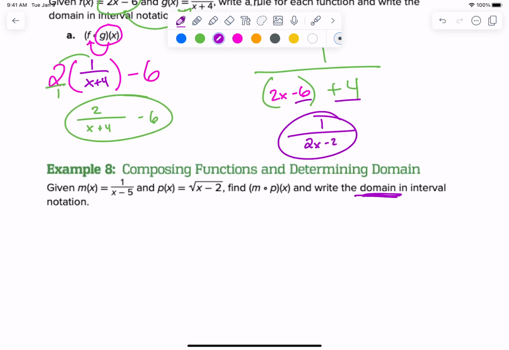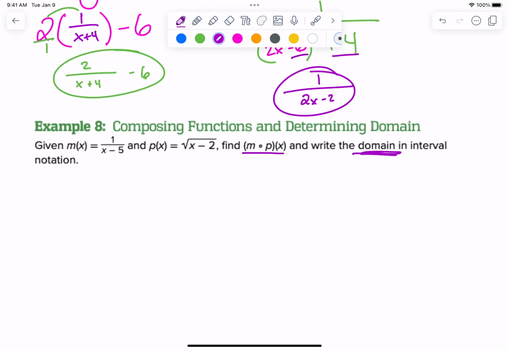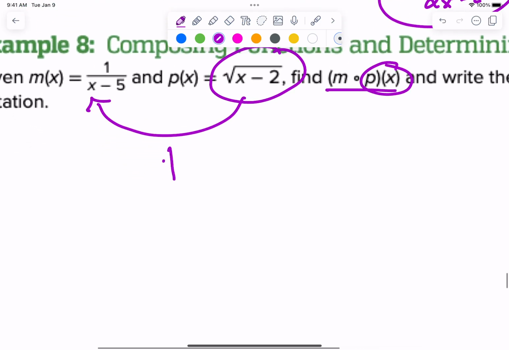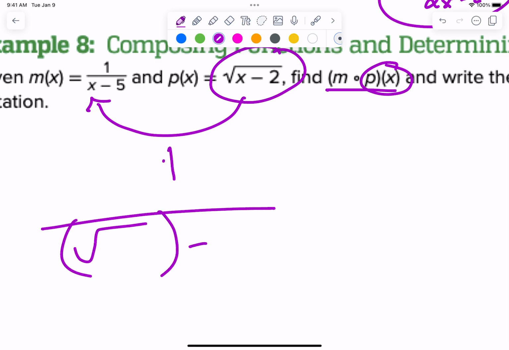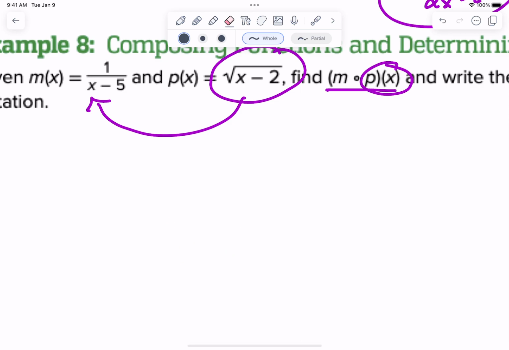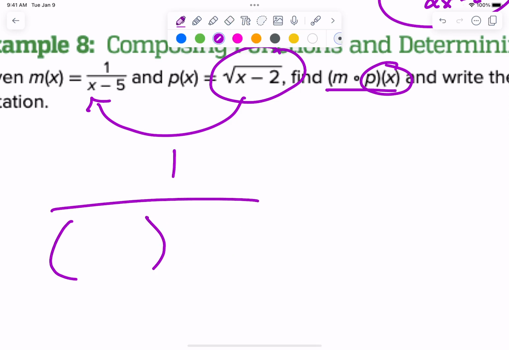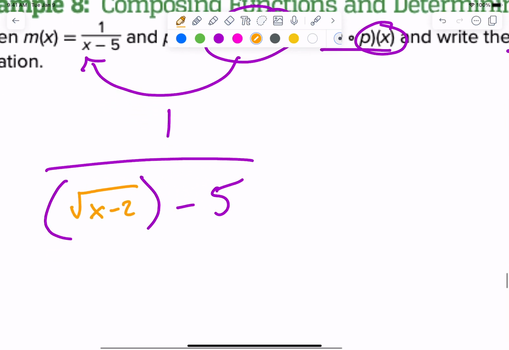They want us to do M composed of P. So which one goes inside? P does. P goes inside of this part right here. So it's 1 over the square root... let me do that better. 1 over x minus 5, and this stuff goes inside of there: the square root of x minus 2. Can you combine the minus 2 and the minus 5? No. So that is what it looks like.